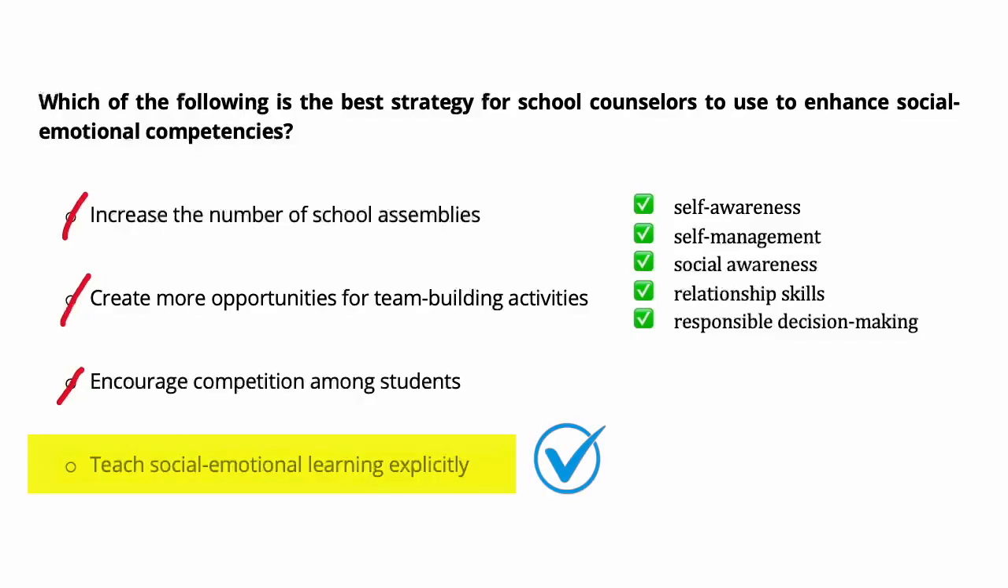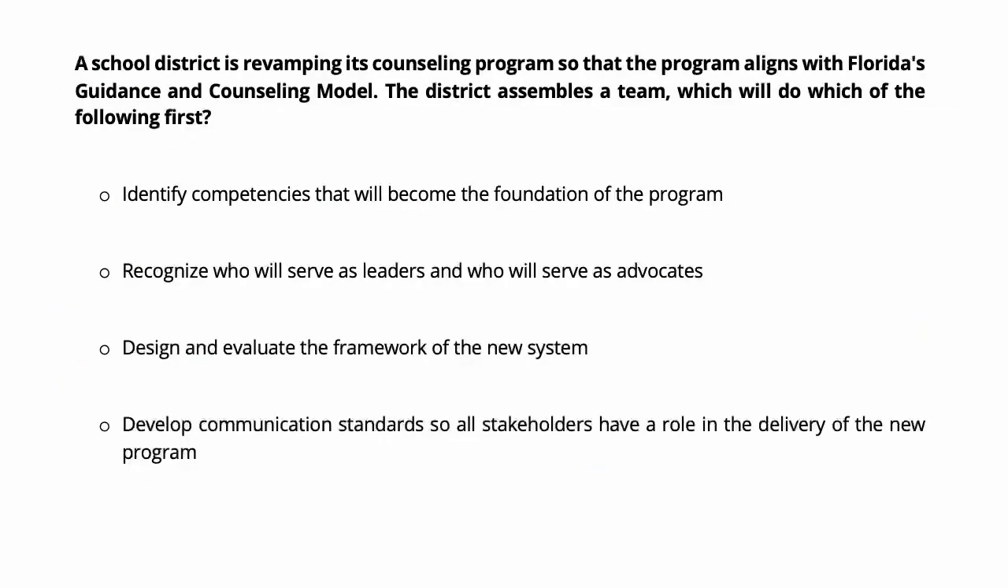So the correct answer is to teach social-emotional learning explicitly. This approach is most comprehensive and impactful because it ensures students will systematically learn and apply social-emotional skills in their daily lives. Problem 3. A school district is revamping its counseling program so that the program aligns with Florida's guidance and counseling model. The district assembles a team which will do which of the following first?